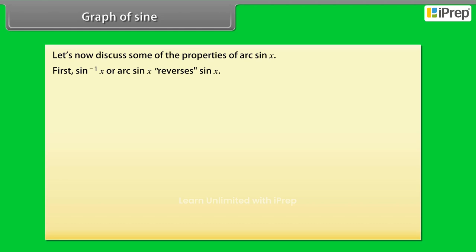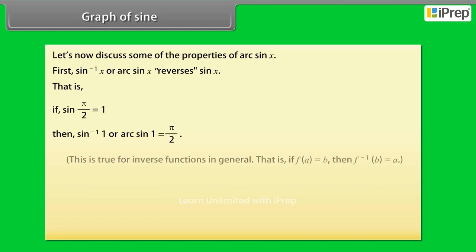First, sine inverse x or arc sine x reverses sine x. That is, if sine pi by 2 is equal to 1, then sine inverse 1 or arc sine 1 is equal to pi by 2. This is true for inverse functions in general. That is, if f of a is equal to b, then f inverse of b is equal to a.